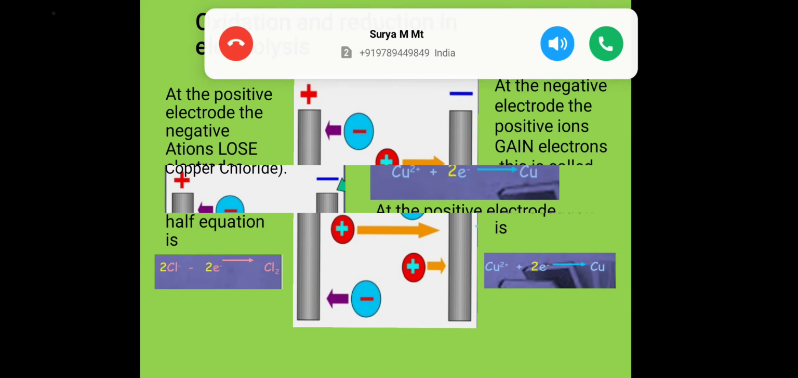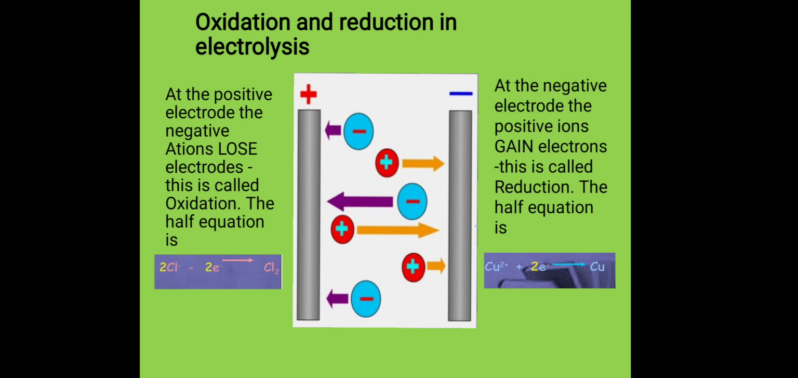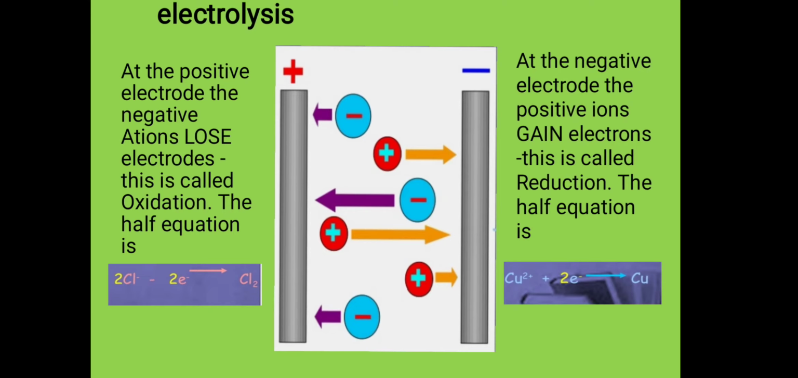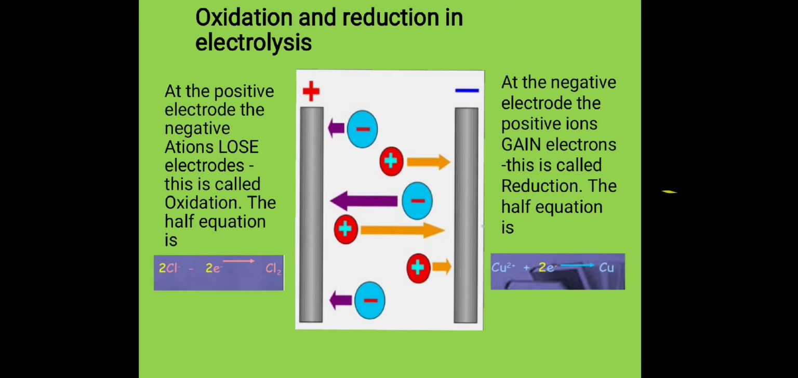Next, oxidation and reduction in electrolysis. At the positive electrode, the negative ions lose electrons. This is called oxidation. The half equation is 2Cl- minus 2 electrons gives Cl2. At the negative electrode, the positive ions gain electrons. This is called reduction. The half equation is Cu2+ plus 2 electrons gives Cu.